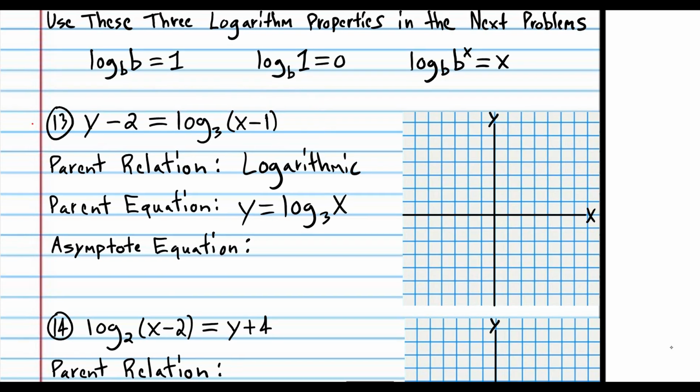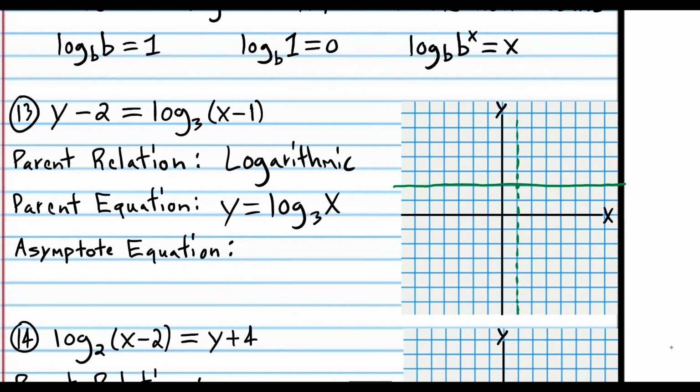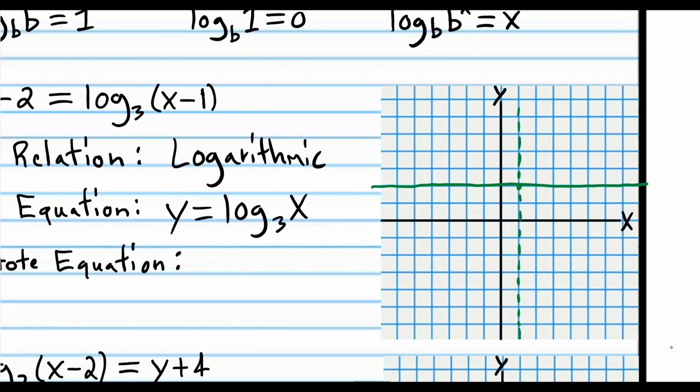So I'm going to start at the origin, and I'm going to move 1 to the right and 2 up because we're subtracting 1 from x and 2 from y. Then I'm going to draw a vertical asymptote. This time we have a vertical asymptote and a temporary x-axis. We're going to pretend that that's the x-axis, and just like we did before, we're going to pretend that this is the origin. It's not the origin, but we're going to pretend that it is, and we're going to use our parent equation to graph the relation.